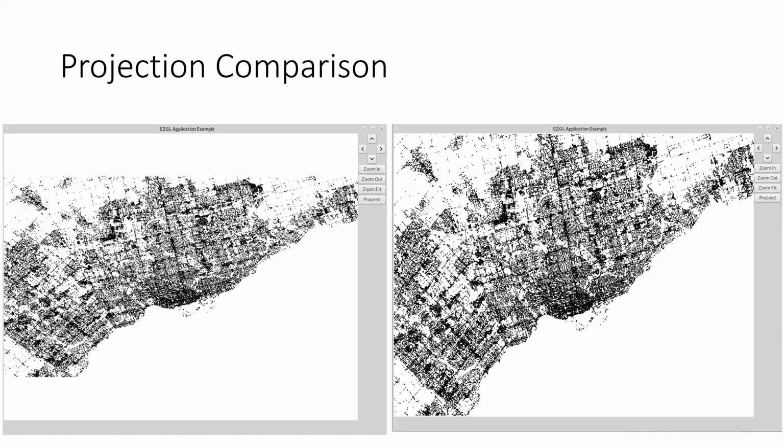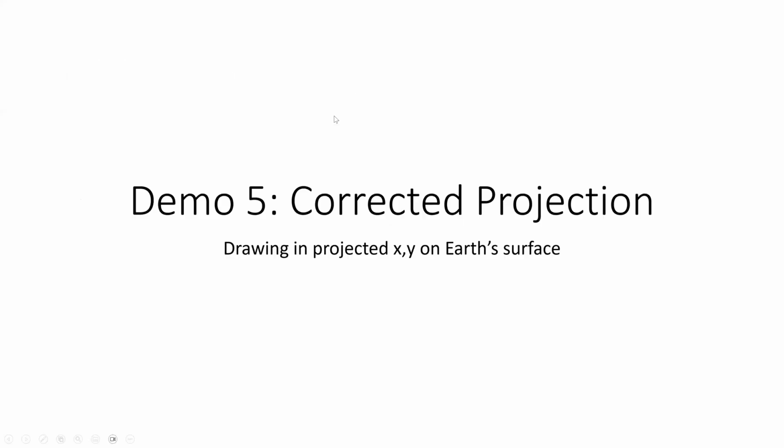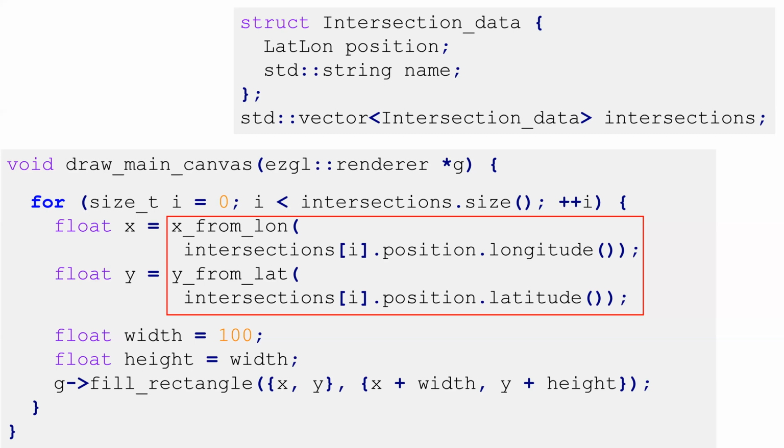Okay, so we're back. So we fixed the projection, so that's good. I already demoed that. I want you to look at this code. This is the code we used to fix it.